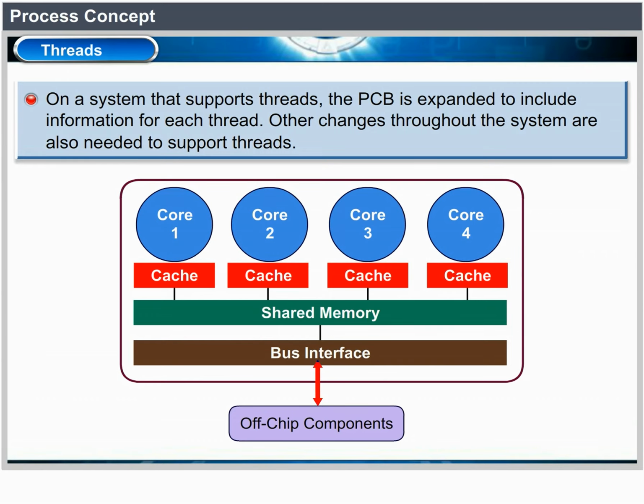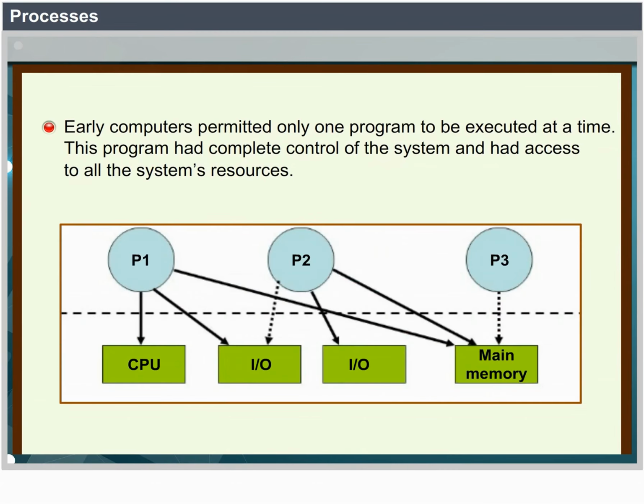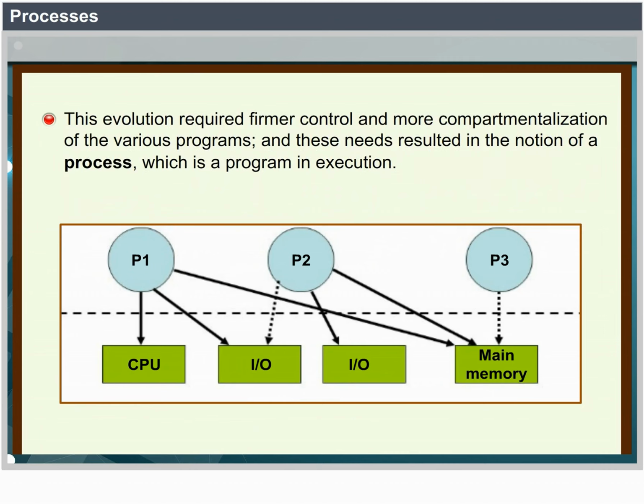Processes. Early computers allowed only one program to be executed at a time. This program had complete control of the system and had access to all the system's resources. In contrast, contemporary computer systems allow multiple programs to be loaded into memory and executed concurrently. This evolution required firmer control and more compartmentalization of the various programs, and these needs resulted in the notion of a process, which is a program in execution.